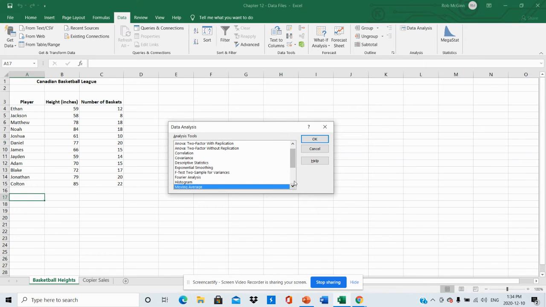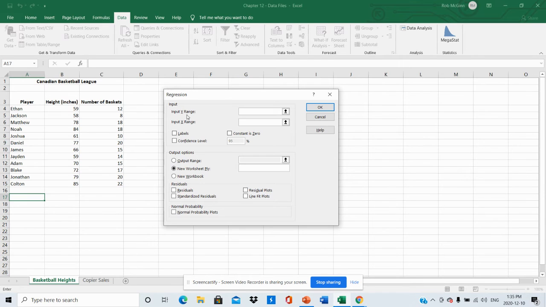And we're going to have to scroll down. Everything's in alphabetical order. We're looking for regression. So there it is right there. Select regression, then click OK. It's going to bring up a dialog box.